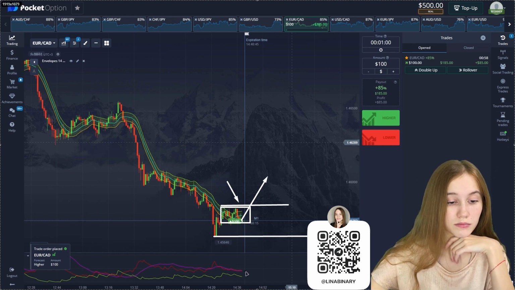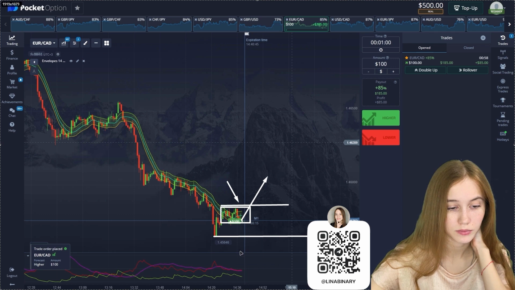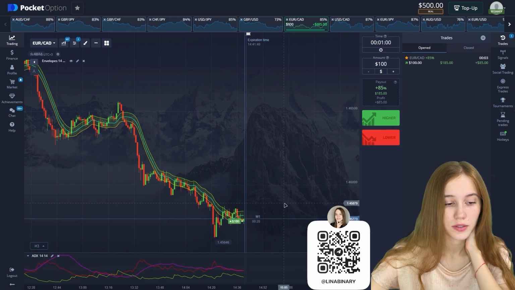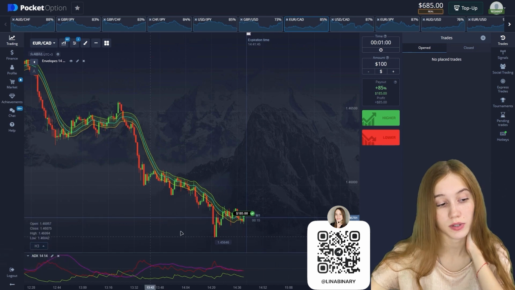Let's move on. Opens for an increase. Look what's here. No jumps we see. Low boundaries of our indicator. We see 1 second. Yeah, profit is $85. Our balance is $685. Good, let's move on.